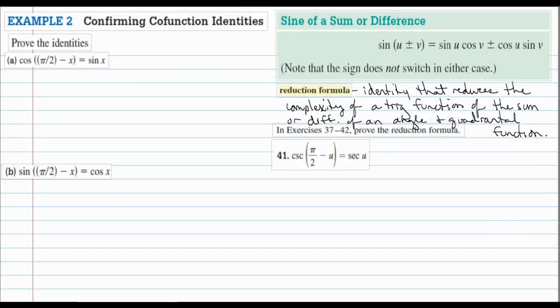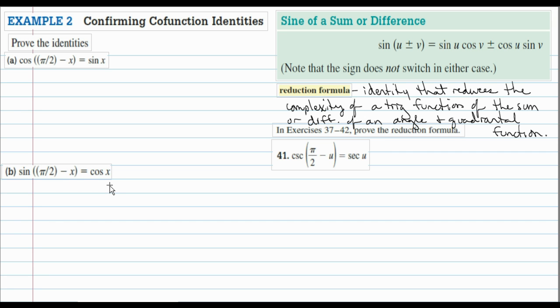This is the screencast for section 5.3, example 2. We're going to confirm the cofunction identities. Remember in section 5.1, you had those identities that said the cosine of pi over 2 minus theta equals the sine of theta, and the sine of pi over 2 minus theta equals the cosine of theta.